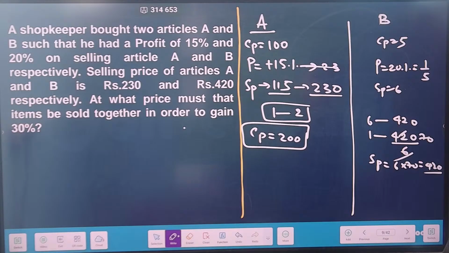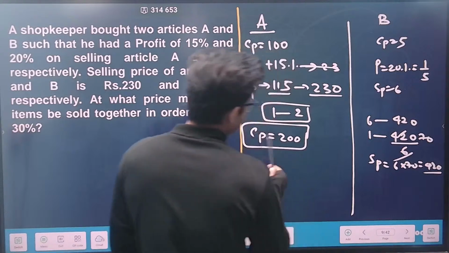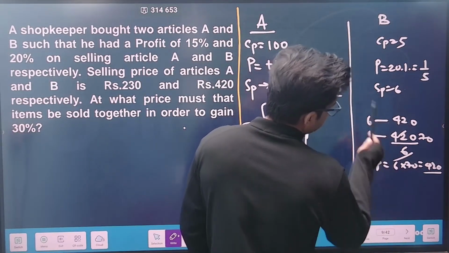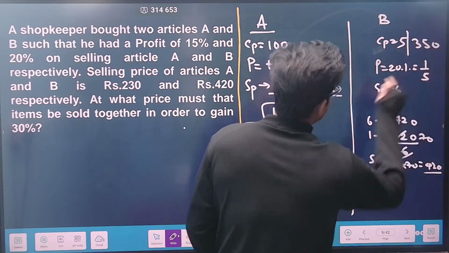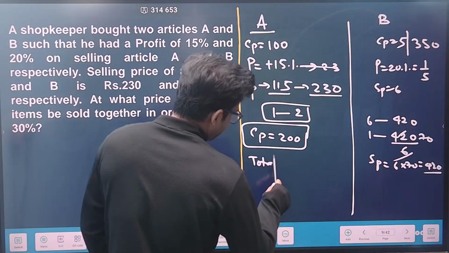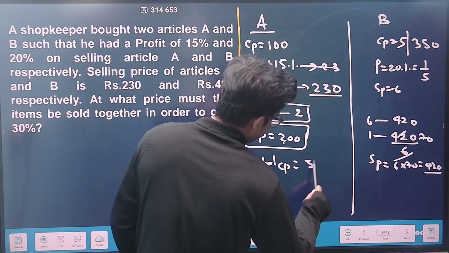Everyone, please comment. So if I need to find it out, the cost price here for article A is 200. Here the cost price would be 350. So the total cost price, the total CP, is what? 200 plus 350, which is 550, correct?